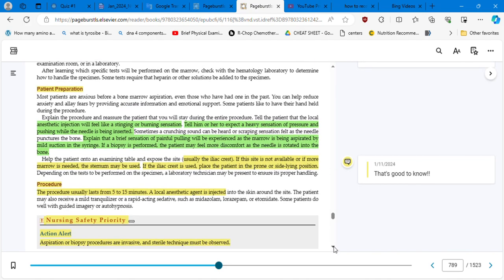Patient preparation. You have to tell the patient that the anesthetic injection will feel like a stinging or burning sensation. We're talking about the bone marrow. Tell him or her to expect a heavy sensation of pressure and pushing while the needle is being inserted. That's why I strongly suggest you watch the video. Usually the iliac crest is used for this bone marrow aspiration and biopsy, and that's good to know. Okay, it's not the sternum. In rare cases, but most of the time we use the iliac crest for the bone marrow.